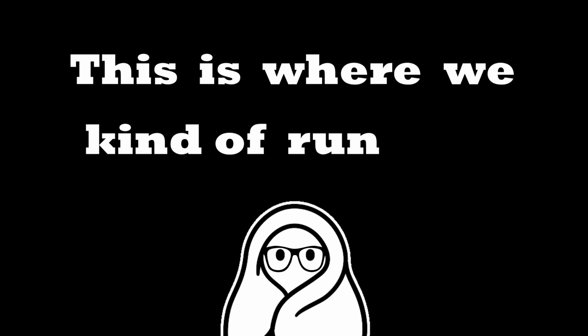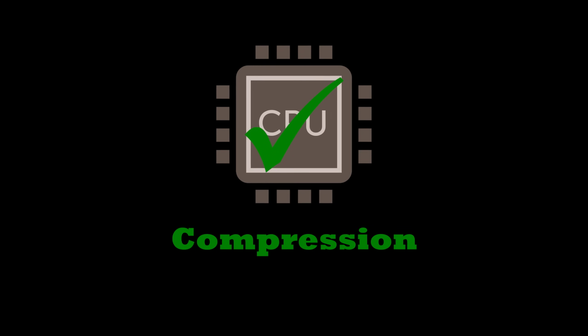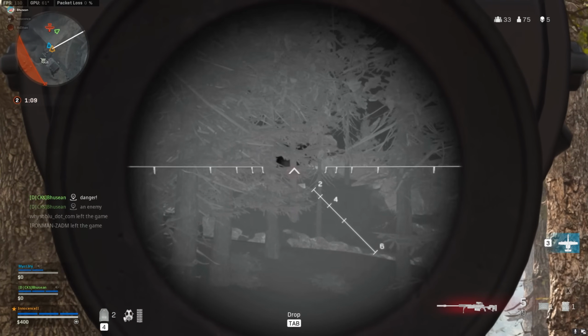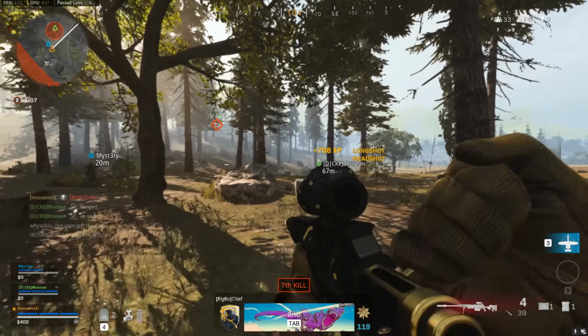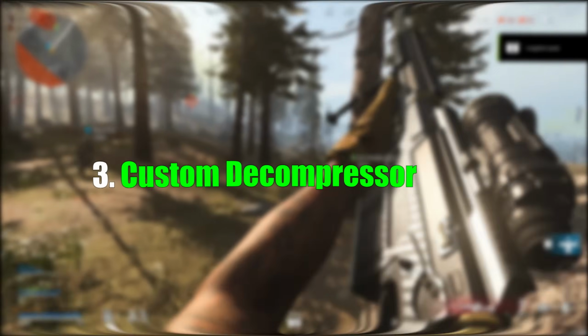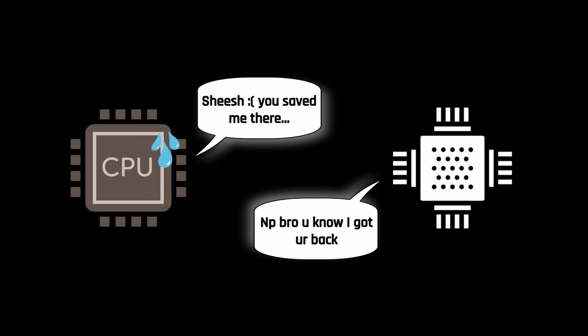And this is where we kind of run into a problem. CPUs are pretty good at compressing things, but it's common knowledge that they suck at decompressing things. Which actually brings us to the third part of the Xbox Velocity architecture, the custom decompression chip, which does exactly what it sounds like. It decompresses data so that it becomes legible to whatever piece of hardware or API needs to access it without putting a strain on the CPU by making it have to do the decompression itself.